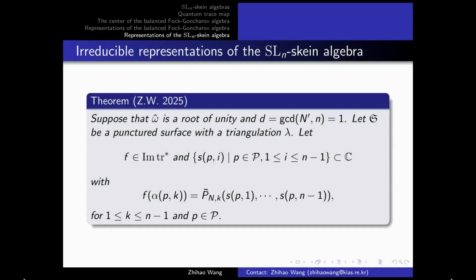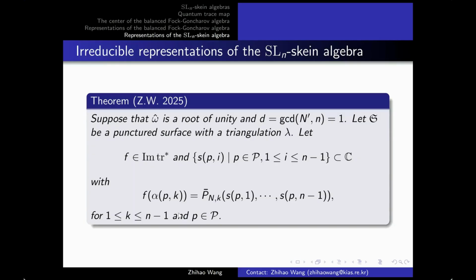Okay, so here is the theorem for the irreducible representations of the SL skein algebra. Still, root of unity assumption, and D is 1. And S is a punctured surface with a triangulation lambda. So the restriction on our rho, or the restriction on F, is that F is contained in the image of this trace star. And S, P, no restriction. But of course, we must have this relation between F and SPK.